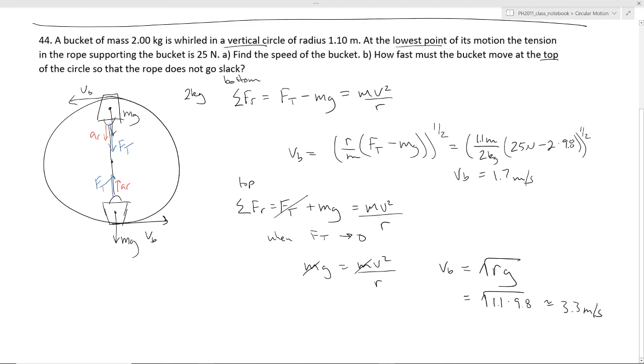So this would be the minimum speed that you would need to swing this thing around in a vertical circle. At this speed, this would be the critical speed where the rope would have no tension in it. If you go faster, the rope would have tension at the top. If you go slower, the bucket is going to fall at the top of the circle. So this is the minimum speed to keep the bucket from falling at the top of the circle.